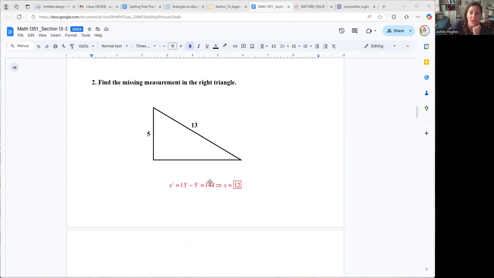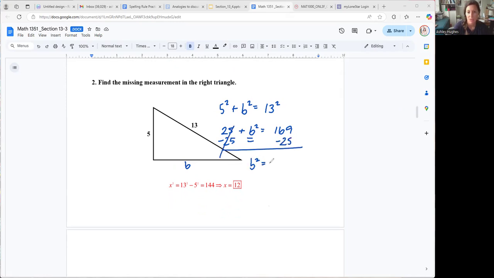This is another triple, 5, 12, 13. Let me show you how you find the missing side if you don't know it. I'm going to call this b. So we have 5 squared plus b squared equals 13 squared. 5 squared is 25, plus b squared, equals 13 squared, which is 169. And then you're going to solve for b squared by subtracting 25. And we get b squared equals 144. And the square root of 144 is 12.